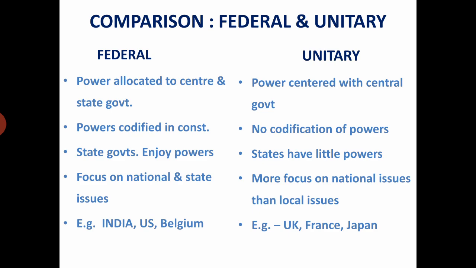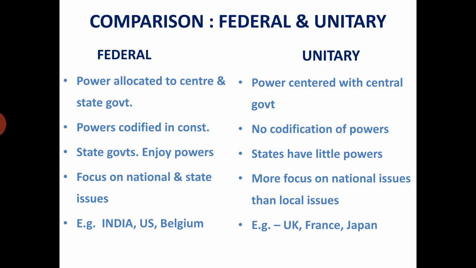In a federal system, there are two or more levels of government and power is divided between center and state governments. Whereas in a unitary system, power rests with central government. The central government has the power to create or to do away with the state governments. In a federal system, the constitution clearly defines the power of central and state governments. However, there is no such codification in a unitary system. States enjoy only those powers which are transferred to them by central government.